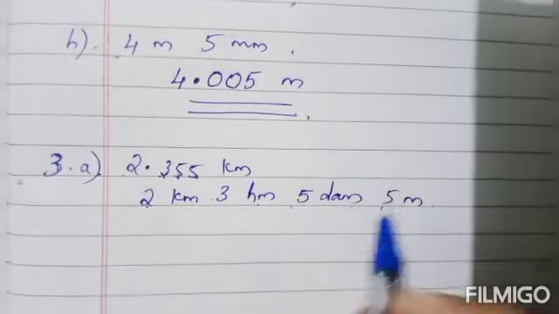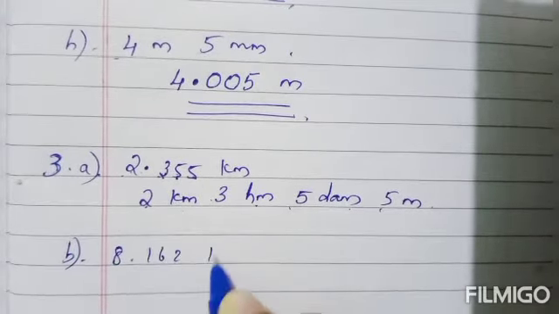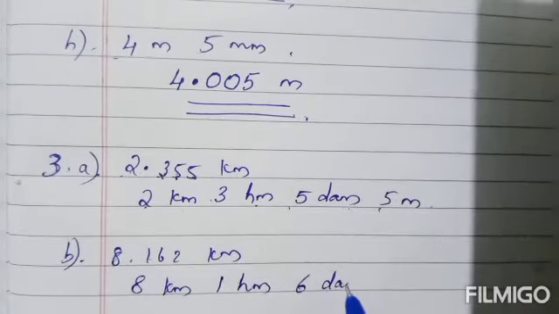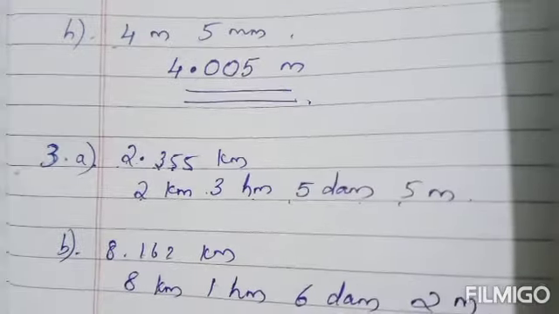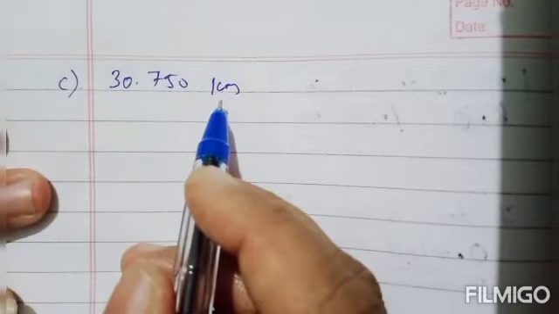Okay. Next B, 8.162 kilometer. So how can you write it? 8 kilometer, 1 hectometer, 6 decameter, 2 meter. Okay. Next C, 30.750 kilometer.